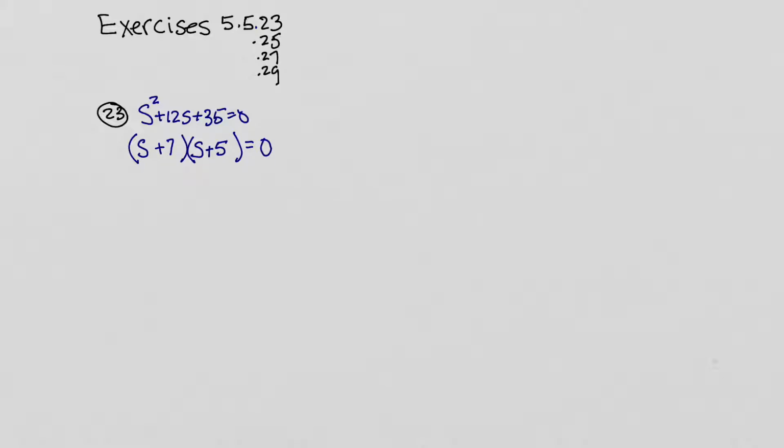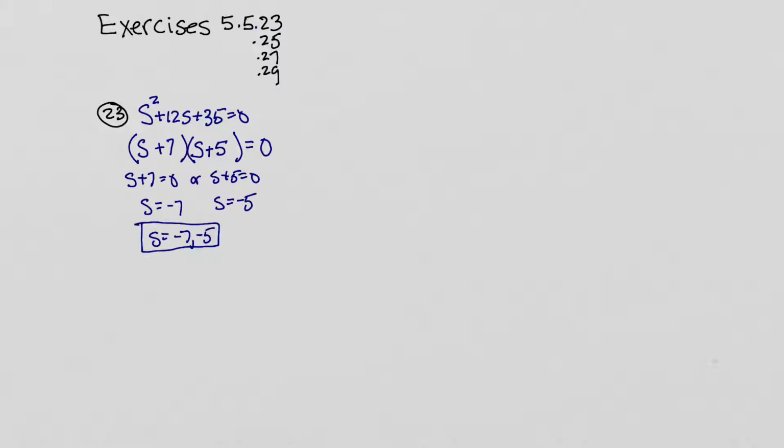Now, by the zero factor property, we'll do this one all the way out. Here's what could happen. s plus 7 could be 0, or s plus 5 could be 0. And then solving each one of these smaller linear equations, we'll subtract 7, we'll get s equals negative 7. We'll subtract 5, and we'll conclude that our solutions are negative 7 and negative 5.